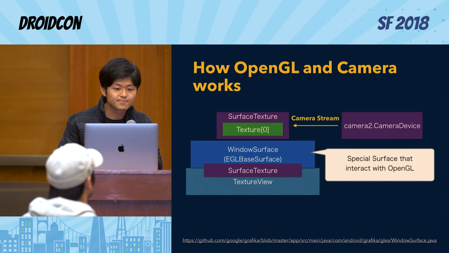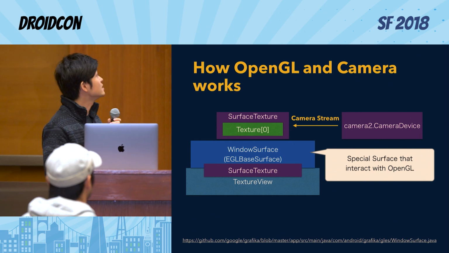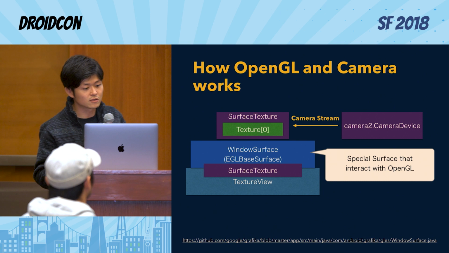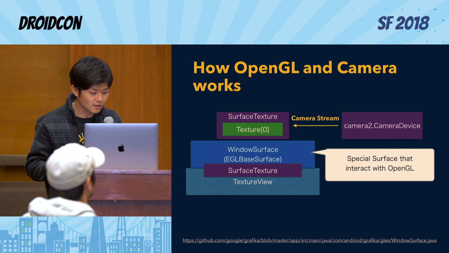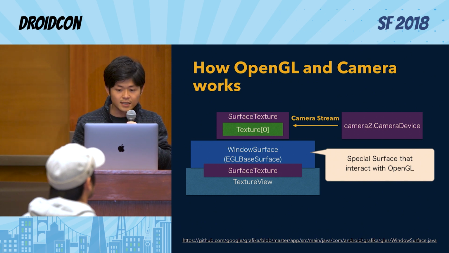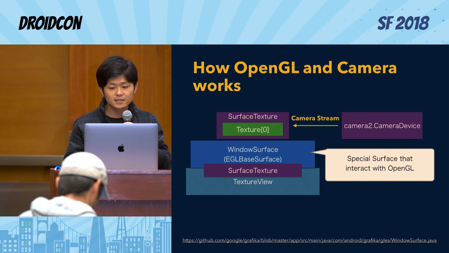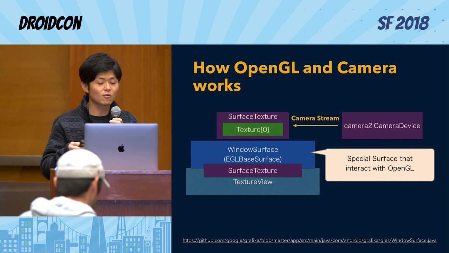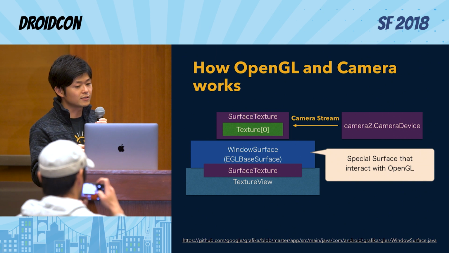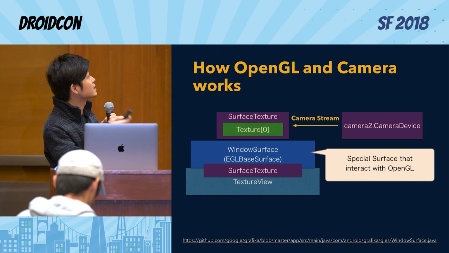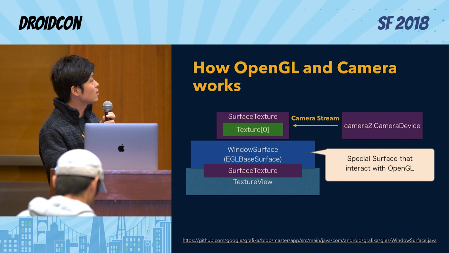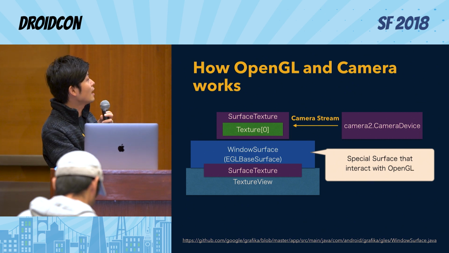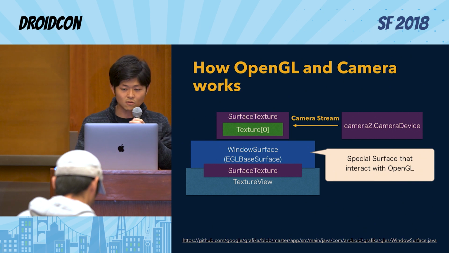But when we want to run OpenGL, we need to add an extra layer called the window surface, which is the layer that actually handles OpenGL. This layer has multiple textures on it, and we use one of those textures to render the camera using the camera device stream. For the window surface, I will not explain, but if you're interested, there's a good example in the Google sample app called Grafika, and you can look into the source code.